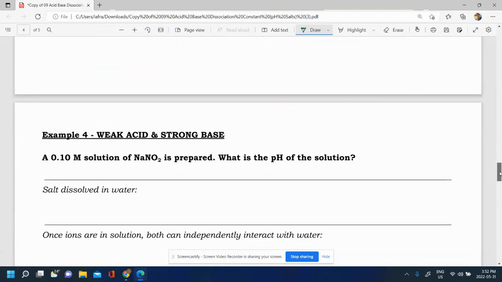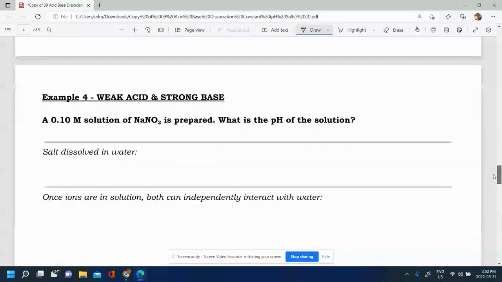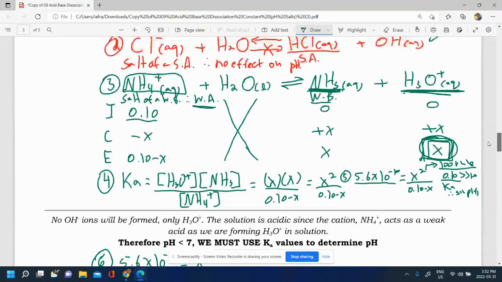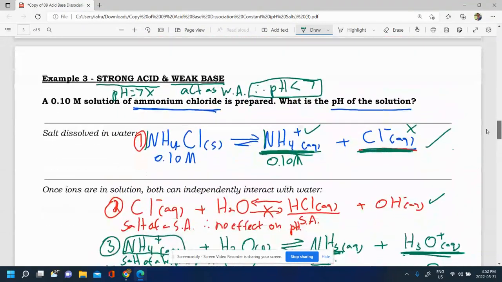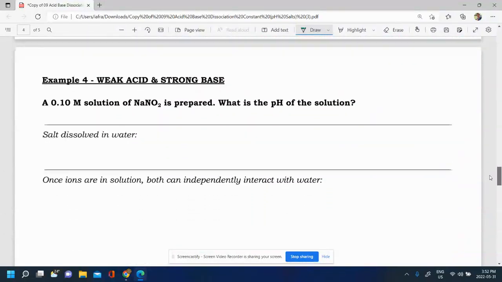In the next video, we're going to take a look at a salt where you might have the salt of a weak acid and the salt of a strong base. Whereas here we had the salt of a strong acid and the salt of a weak base. We're going to flip it around and see what effect that has on pH.